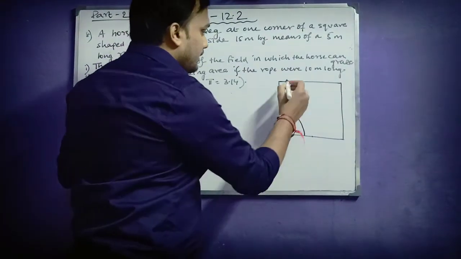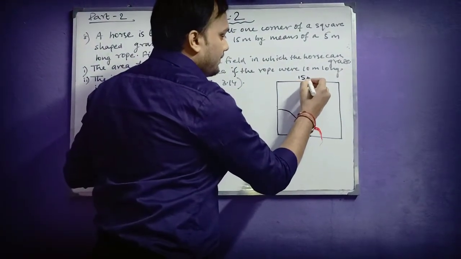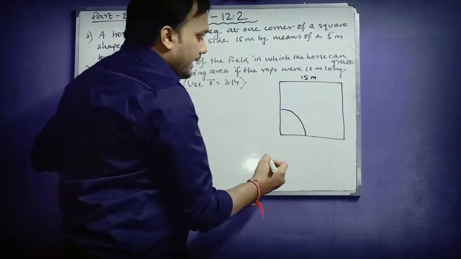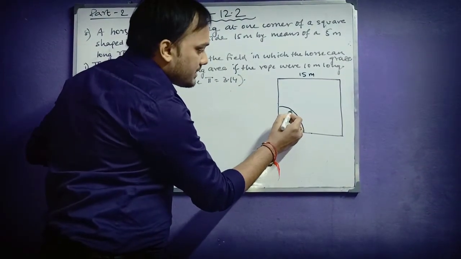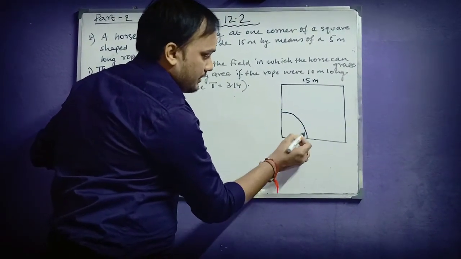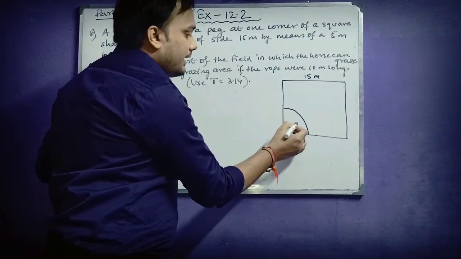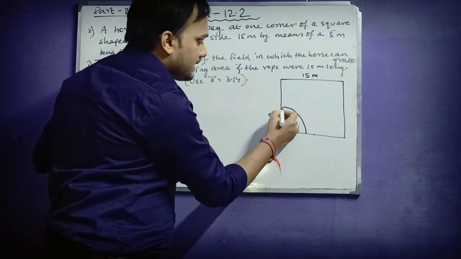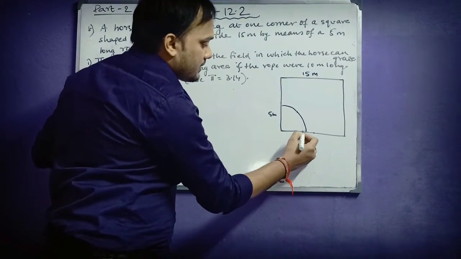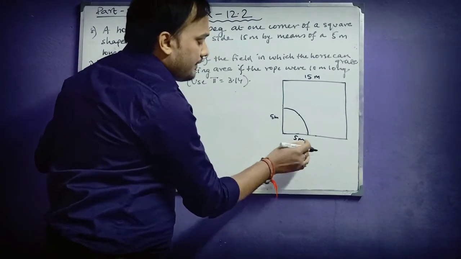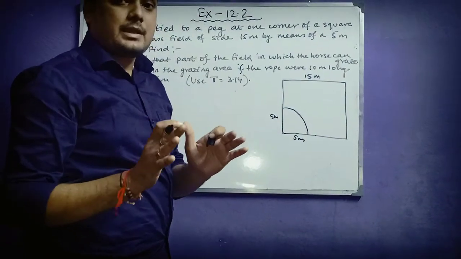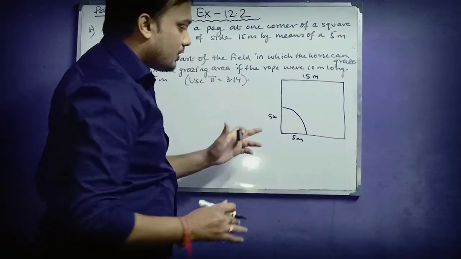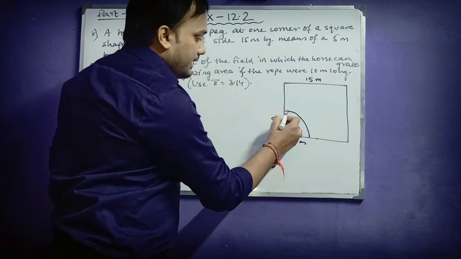That means the total length of the square field is 15 meter, and suppose the horse is tied in this arc, and the length of the rope with which it is tied is 5 meters. So we can see that this is also 5 meter and this is also 5 meter. And what is the maximum area the horse can graze? That means the horse can graze the area of this one.